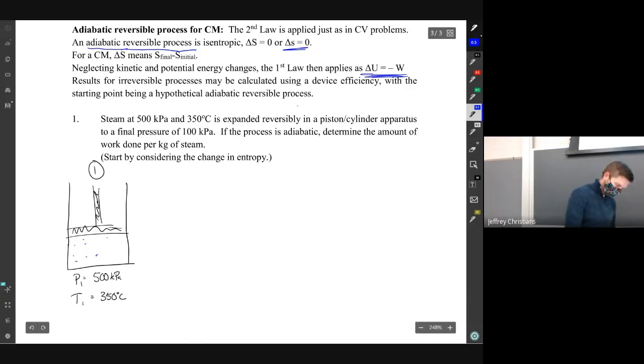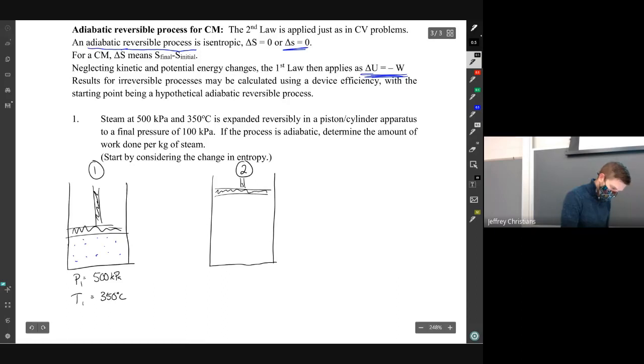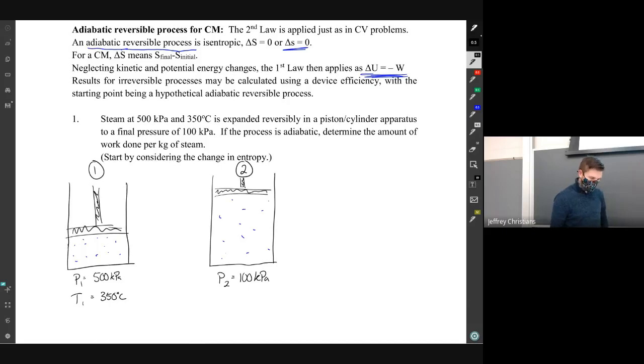There's steam in there, and we're going to be expanding to this final state, where we're expanding, so we'll show a bigger volume. Then our final state is P2 equals 100 kPa. So those are our states.